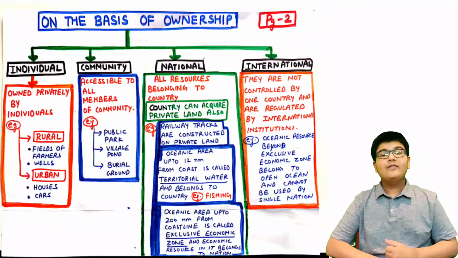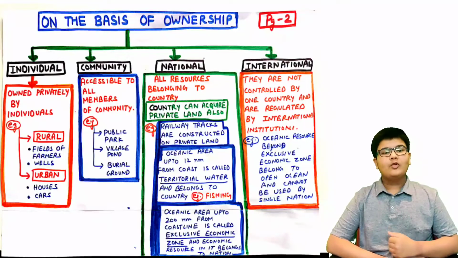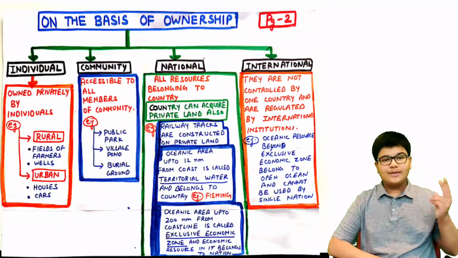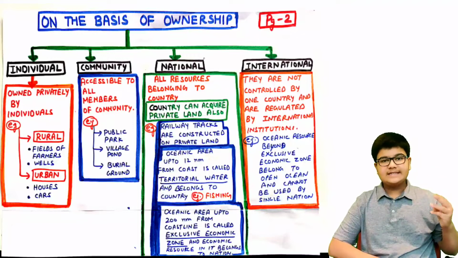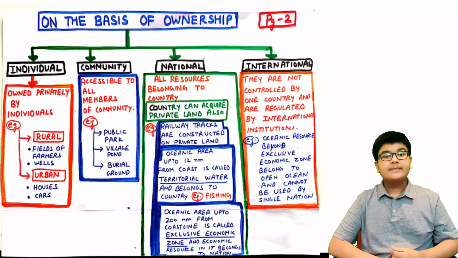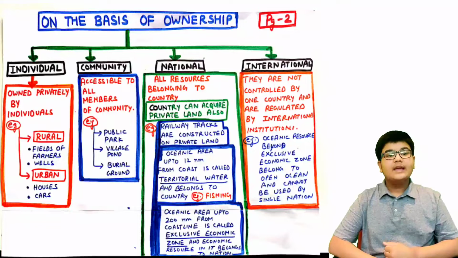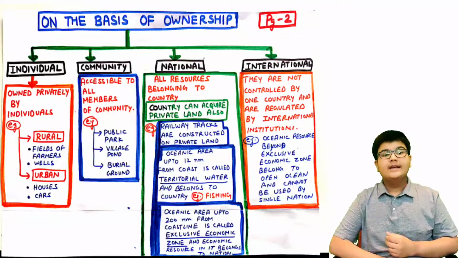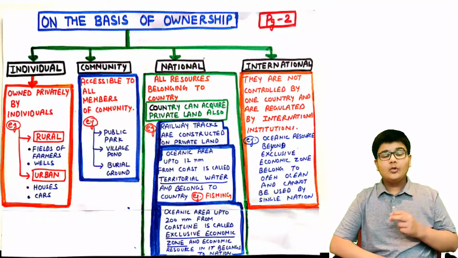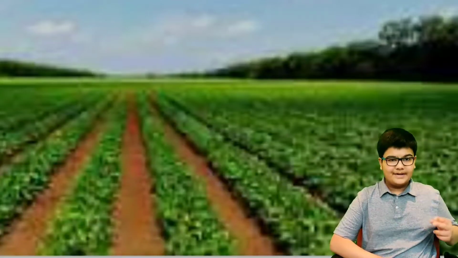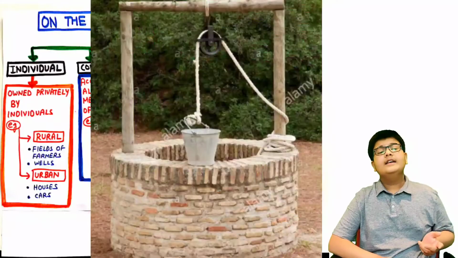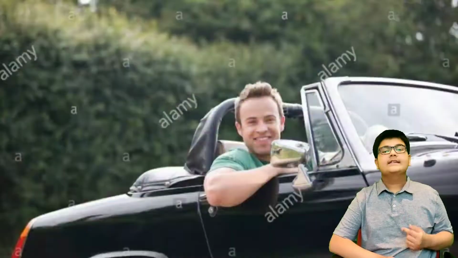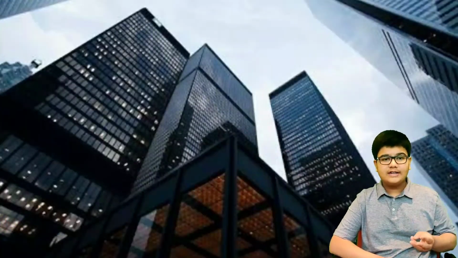Third, on the basis of ownership. On the basis of ownership, resources are classified into individual resources, community resources, national resources and international resources. First, individual resources. These are the resources that are owned privately by individuals. For example, in rural areas, the fields of farmers and the wells are individual resources. And in urban areas, the houses, cars, buildings, plots, etc.